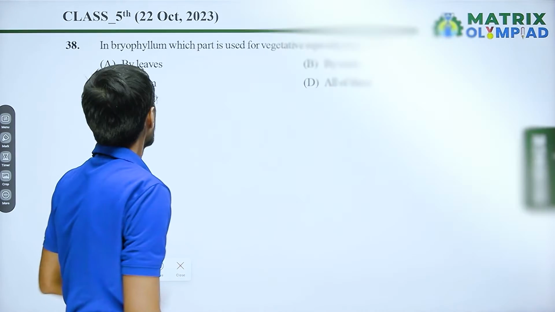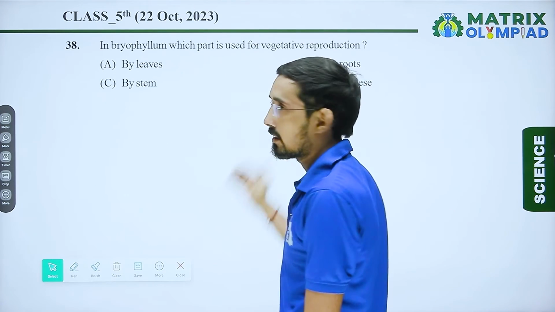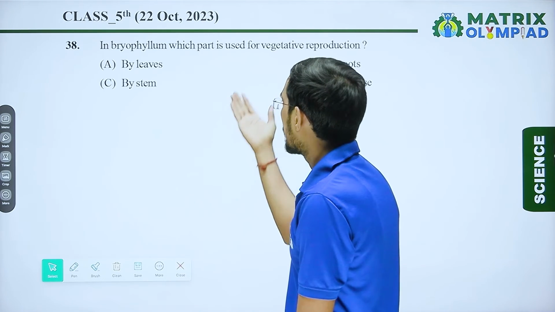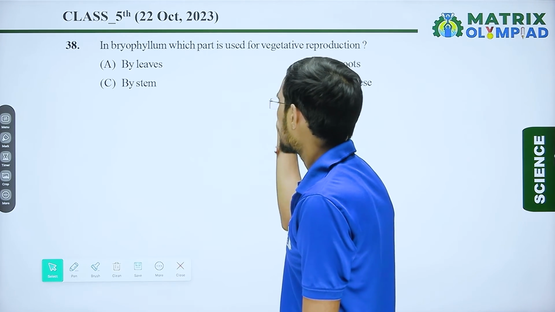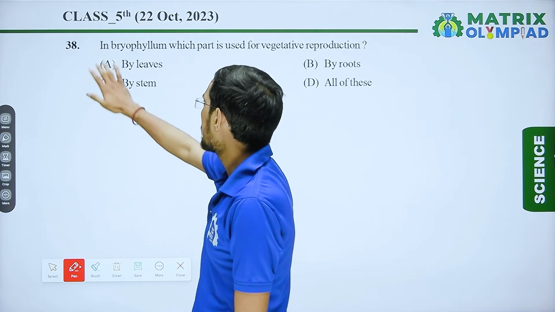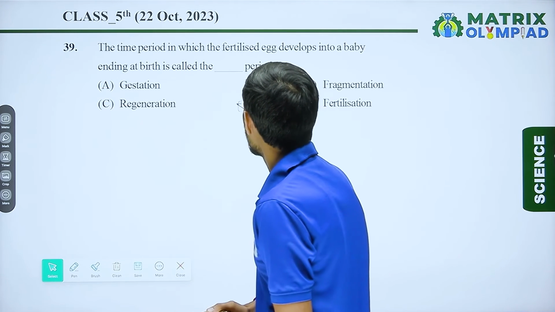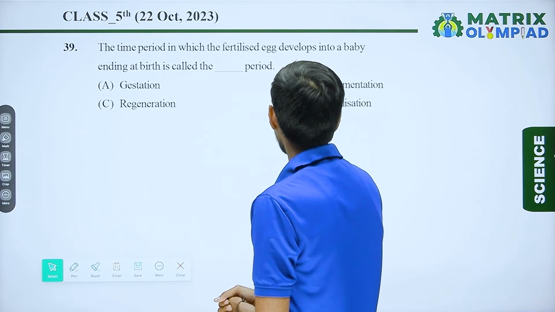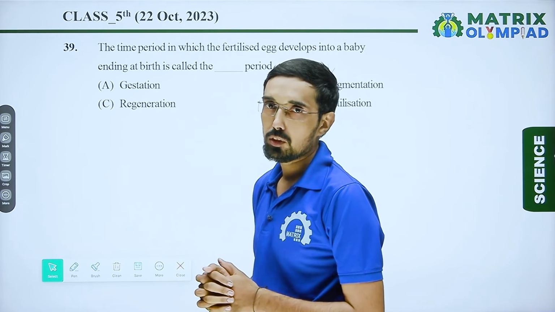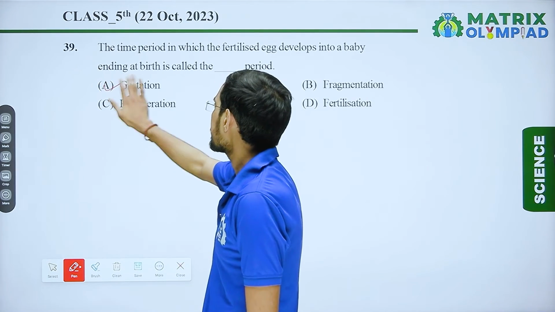Next question is, in bryophyllum, which part is used for vegetative reproduction? In bryophyllum plant, which part is modified for vegetative propagation? That will be the leaves. So correct answer will be option A. Next question is, the time period in which the fertilized egg develops into a baby ending at the birth is known as gestation period. So correct answer will be option A.